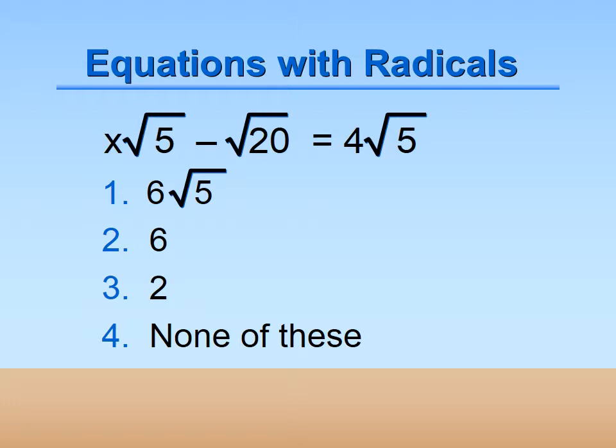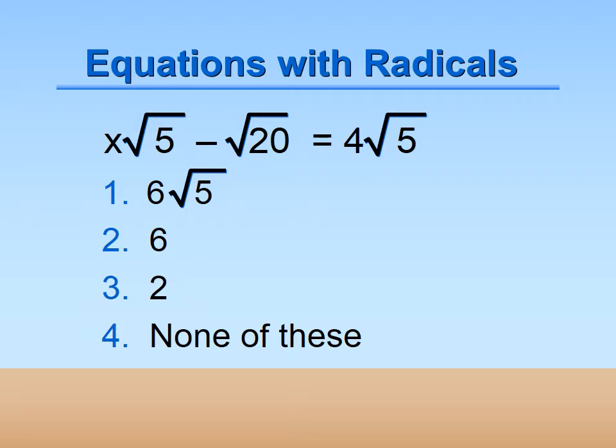So the first thing you should have done is you should have noticed that minus square root of 20 really breaks down to minus the square root of 4 times 5. So the square root of 4 is 2, so it's minus 2 square roots of 5. So you're going to add 2 square roots of 5 to both sides. So you would get x square root of 5 equals 6 square roots of 5.